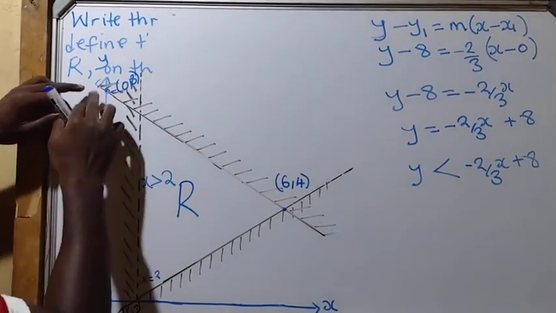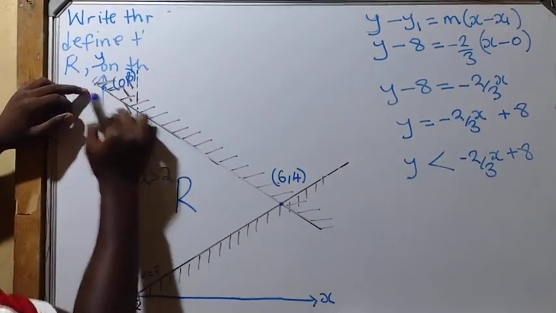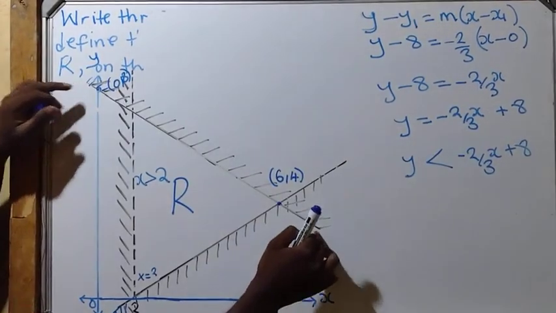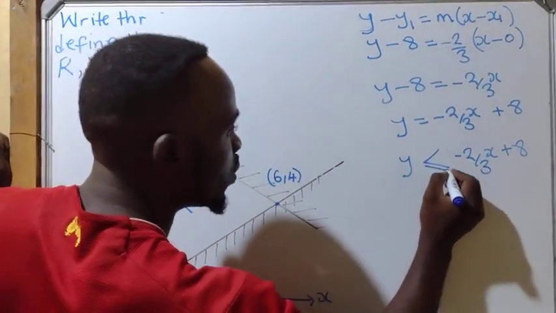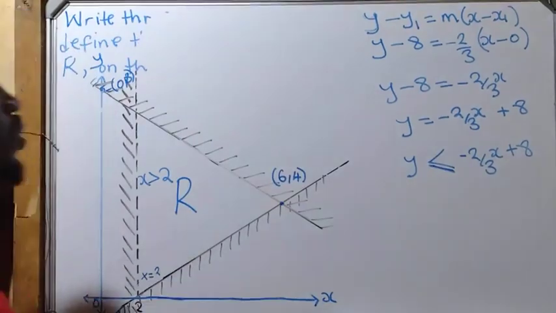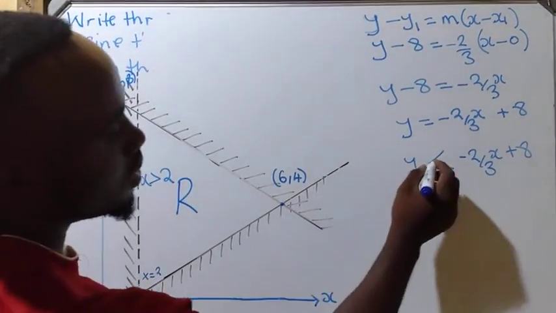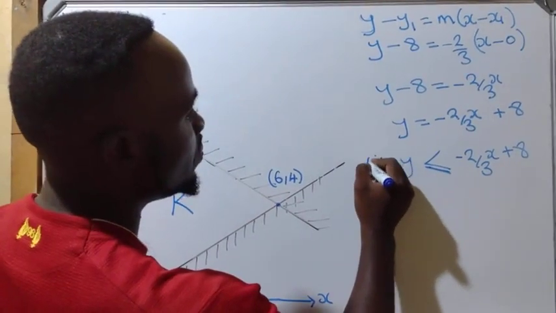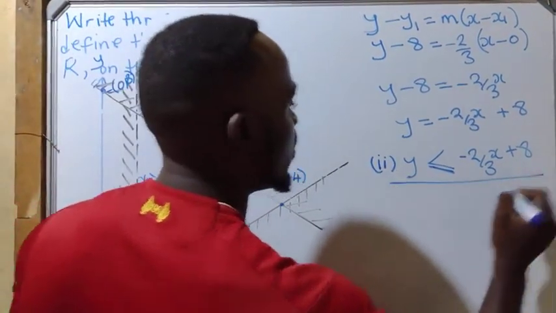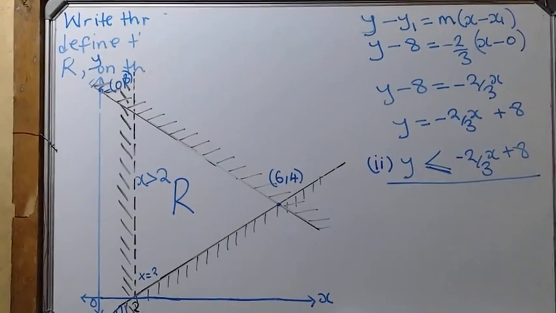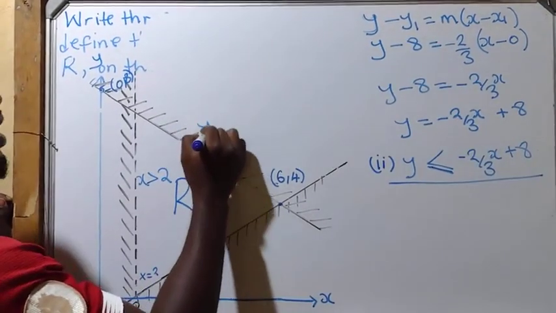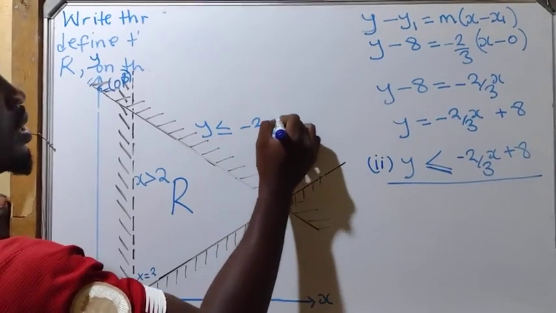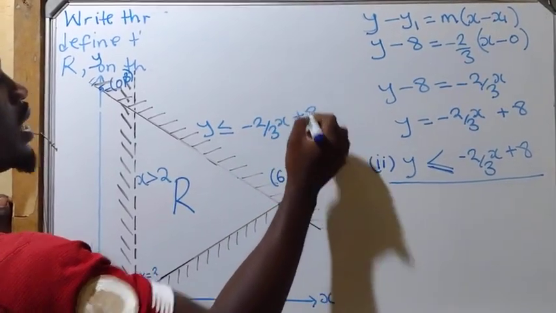Now, looking at the type of the line that we have, is it a broken line or a solid line? It's a solid line. So this will be less than or equal to, like this. If it was a broken line, I would have just written it less than. So this is our second inequality. Alright, so I do hope that you are following. So this one, we say y less than or equal to negative 2 over 3 x plus 8.